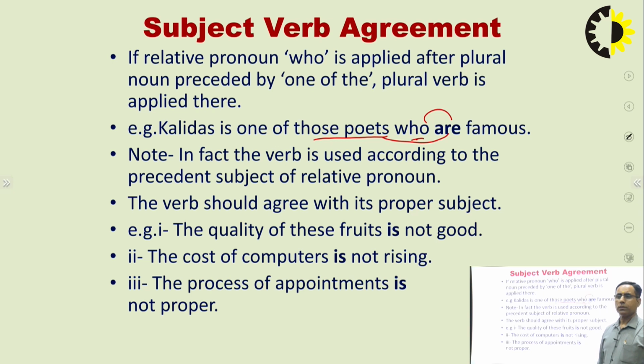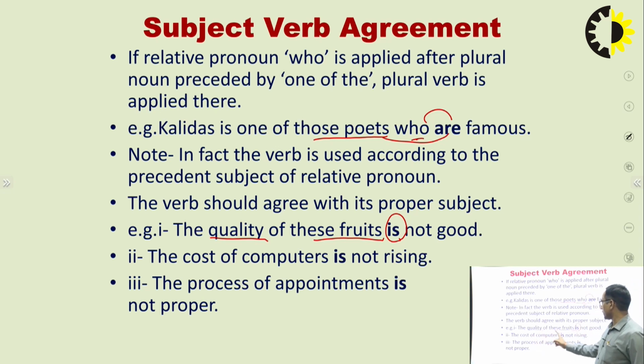Sometimes what seems the real subject is not the real one, so we will have to check the proper subject. Like the quality of these fruits. These fruits is not the real subject. The real subject is quality, and quality is singular. So the quality of these fruits is not good. These are sometimes confusing sentences. Whenever the students are not focusing, they can go with these fruits are like this. So never be confused.